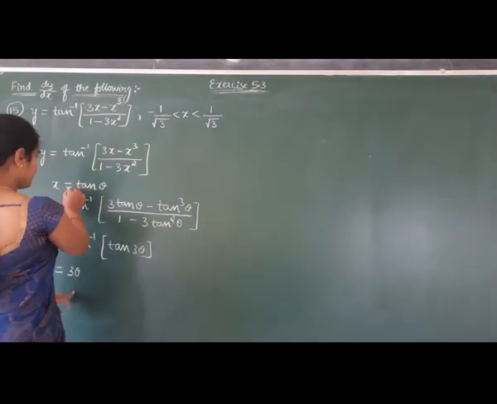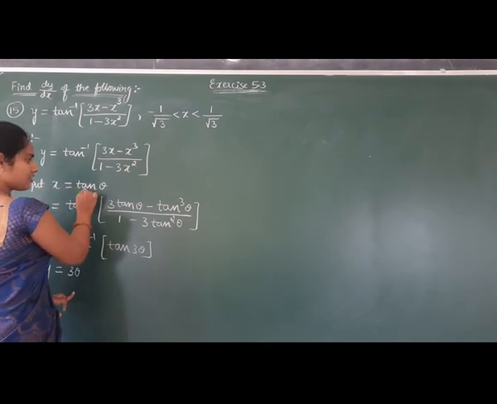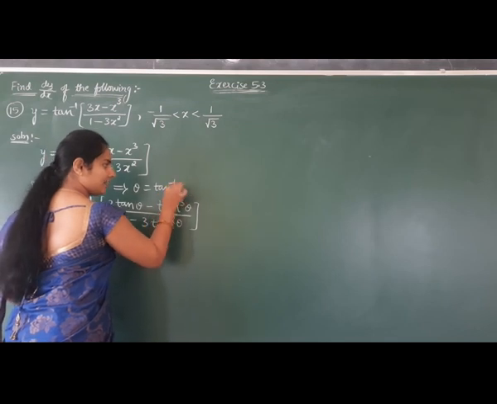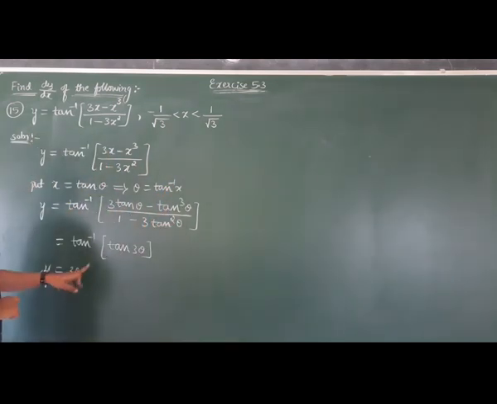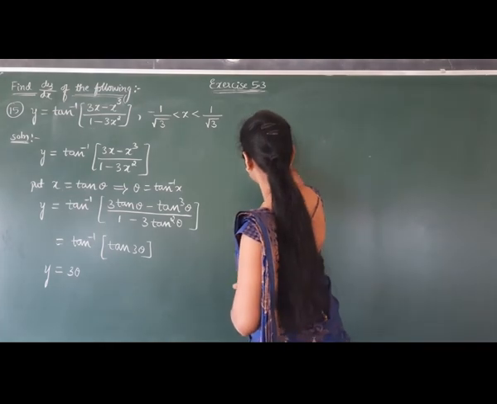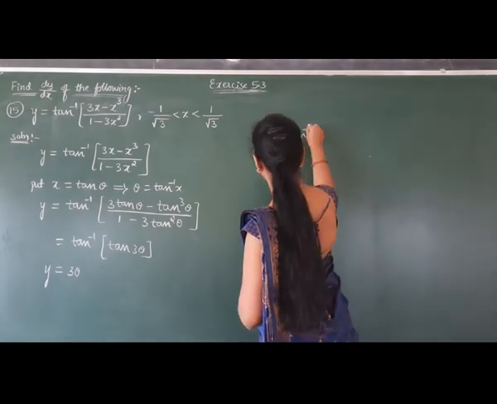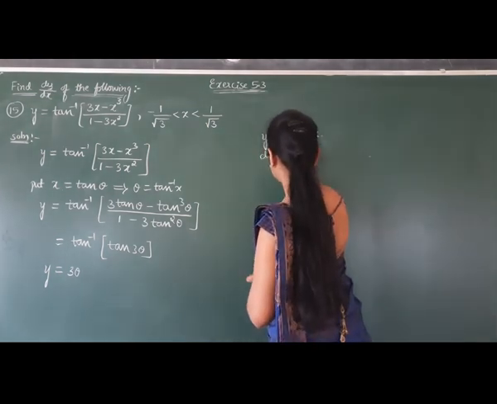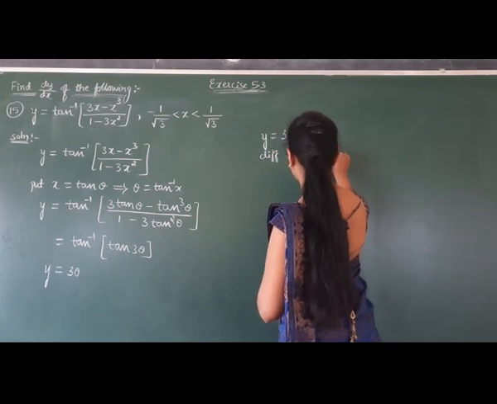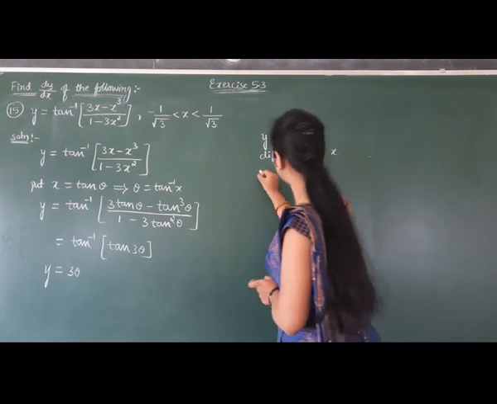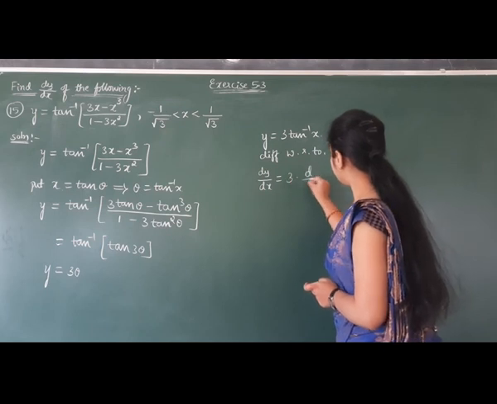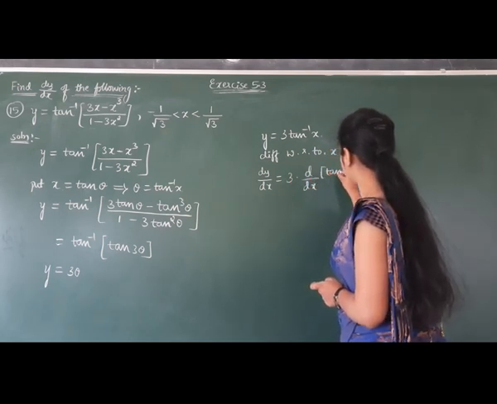So here x is equal to tan theta, right? This implies theta is equal to tan inverse x. Then I will replace theta by tan inverse x. Okay? So then y is equal to 3 into tan inverse x. Okay? So now differentiate this with respect to x. Then we have dy by dx is equal to 3 into d by dx of tan inverse x.